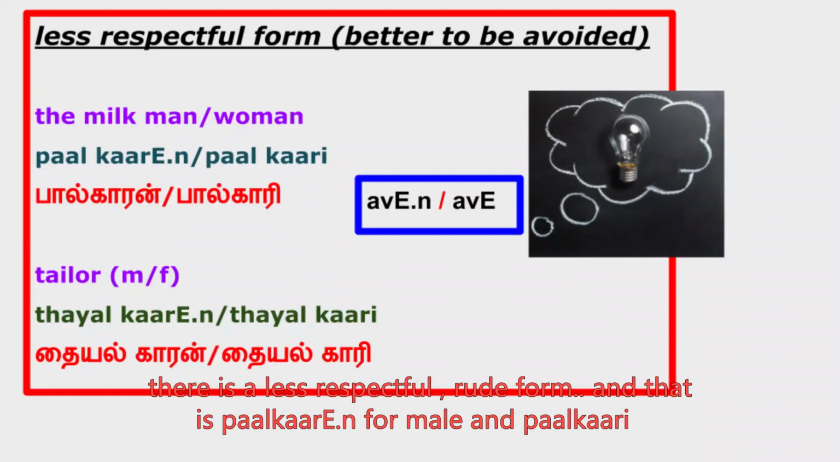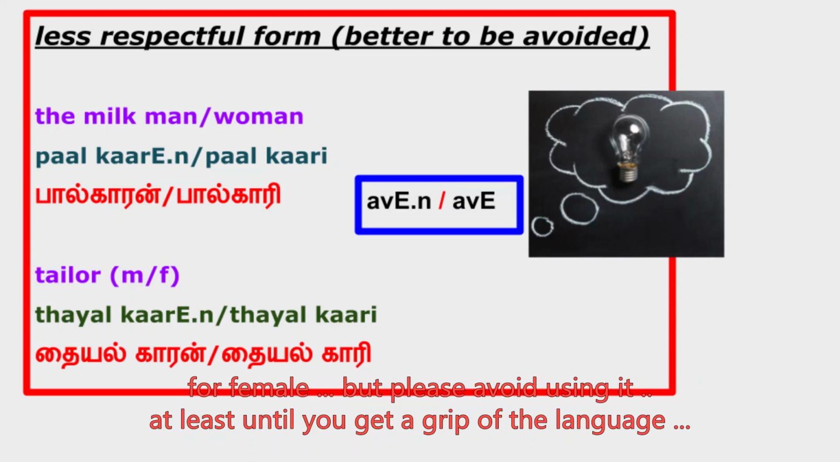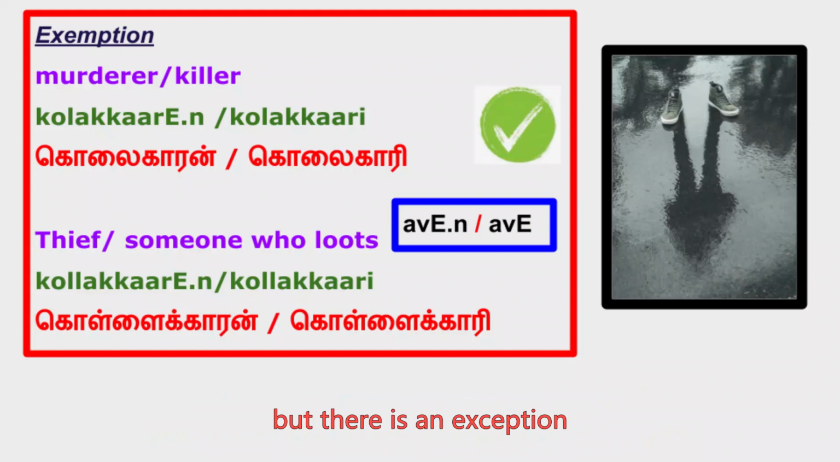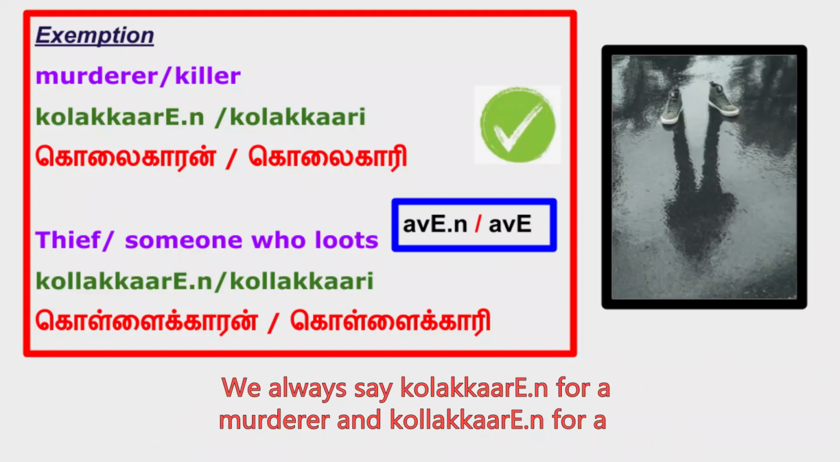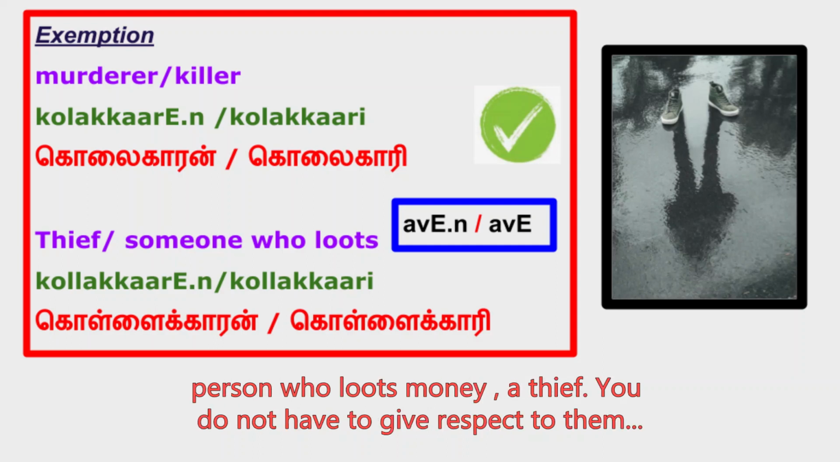And there's this less respectful, rude form, and that is palkare for male and palkari for female. But please avoid using it at least until you get a grip of the language. But there's an exception. We always say kolakare for a murderer and kullakare for a person who loots money, a thief. So you do not have to give respect to them.